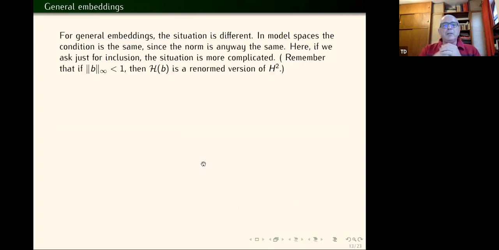Okay, now if we don't ask for the contractivity, the situation is quite different. As I said, in model spaces, we don't meet this problem because the norm is anyway the same, it's the norm of H2. But here, if we ask just for inclusion, it becomes more complicated, and you can think that it's not so simple if you remember that whenever B has infinity norm strictly smaller than 1, then H(B) is actually H2, but it's a renormed version.